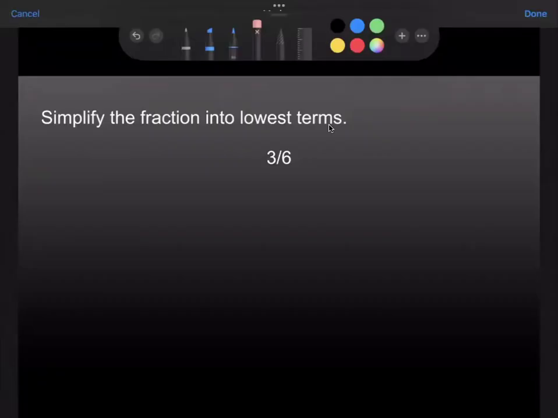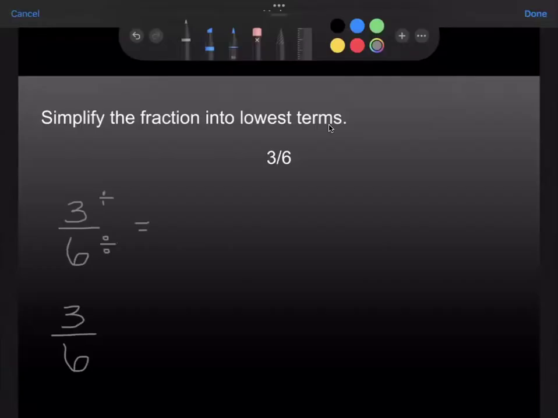So I'm going to write this twice. I'm going to write 3 over 6 here and 3 over 6 here, so I can show you both ways. The first way is to use division. So we can divide both the top and the bottom by the same number, and that will simplify the fraction.